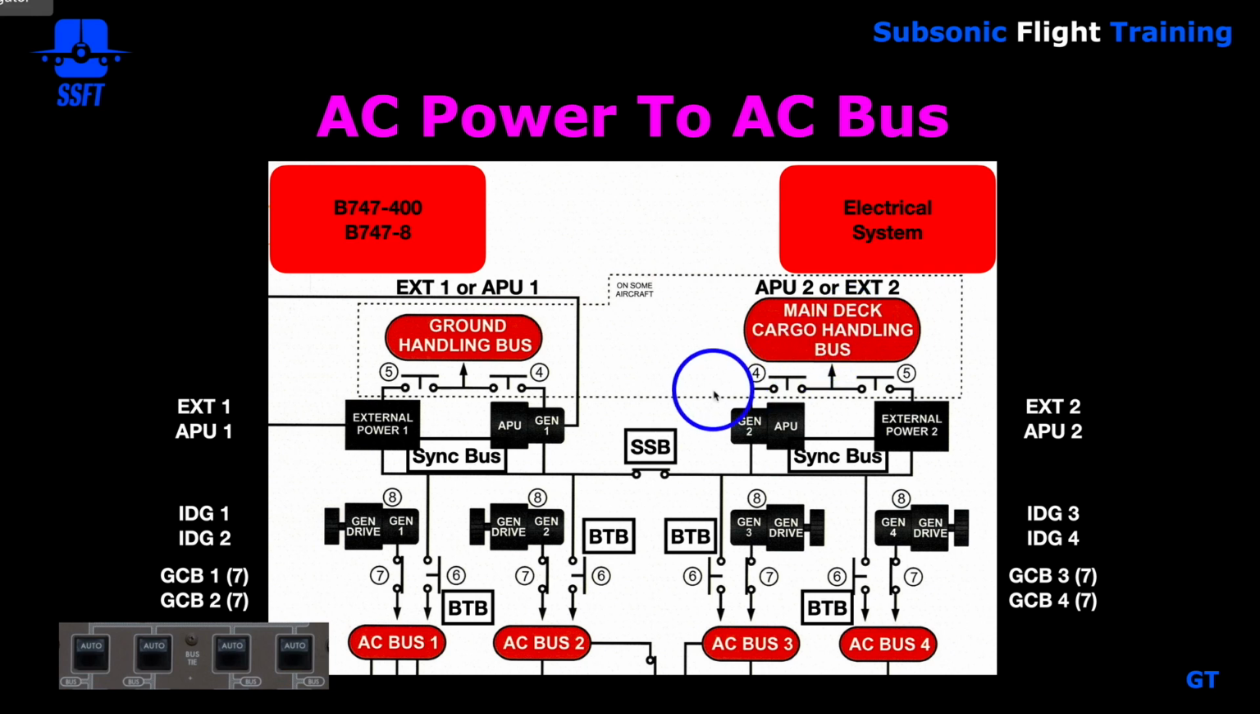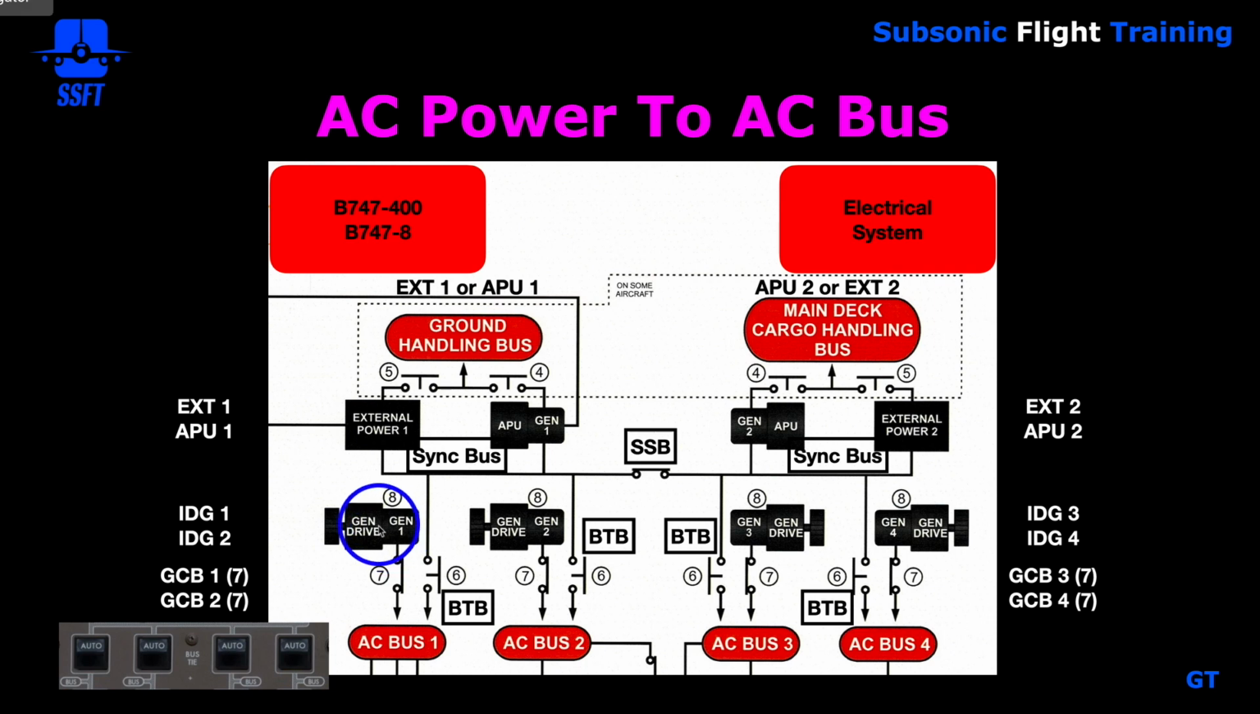Then you'll notice that there's one, two, three, four IDGs, or integrated drive generators. An integrated drive generator is simply a generator and a constant speed drive in one unit. It's got its own oil supply. And so the advantage to this is it's very easy to maintain, because if there's a problem with it, maintenance can pull the whole unit out and then replace it with a new IDG unit instead of having to disconnect the CSD from the generator. And it's all one unit, so there's an ease of maintenance in changing this thing out.